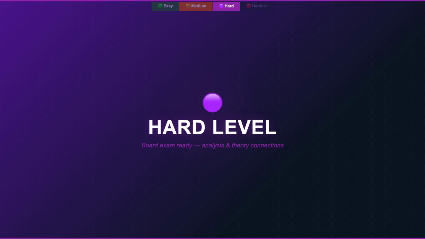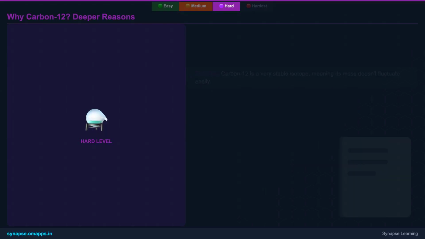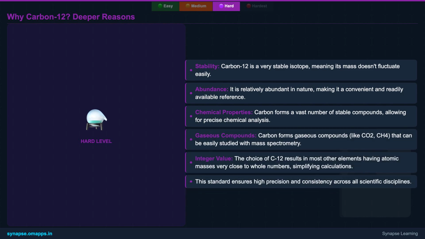Excellent! Now, let's challenge ourselves further and explore the intricate details of atomic mass. Why carbon-12? There are several profound reasons for its selection as the atomic mass standard. Firstly, carbon-12 is exceptionally stable, ensuring its mass remains constant and reliable. Secondly, it's abundant in nature, making it easily accessible for scientific studies. Chemically, carbon forms a vast number of stable compounds, allowing for precise chemical analysis.